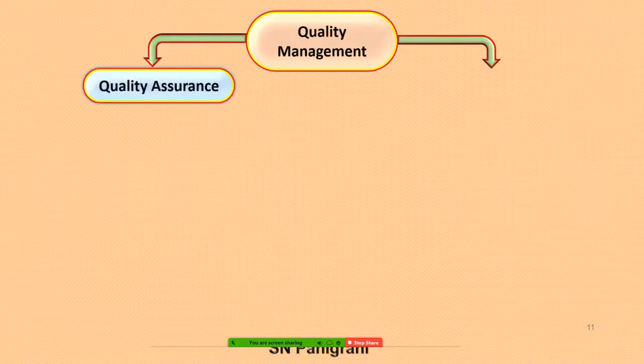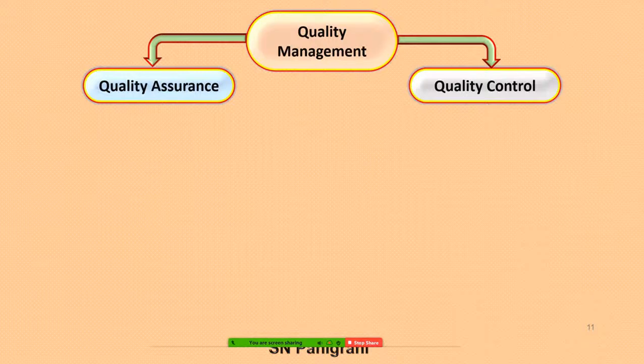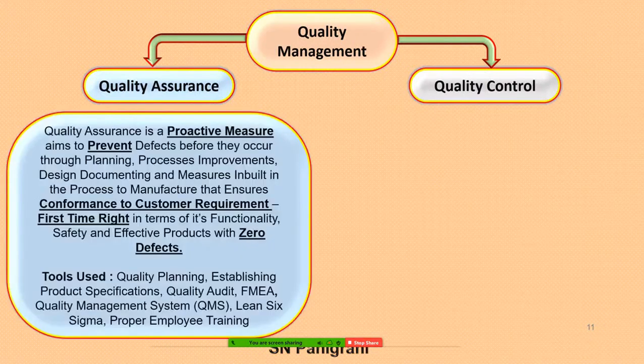Now quality has 2 aspects. One is about quality assurance and quality control. Quality control is always reactive and post-mortem, like after the incident happened. For example, after the production we are inspecting, that is quality control. Whereas quality assurance is a proactive measure, and it is targeting the first time right and 0 defects.